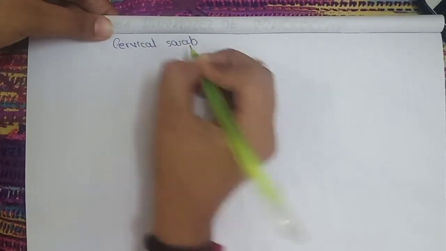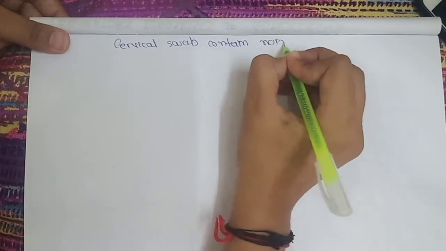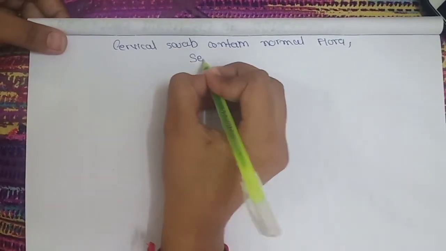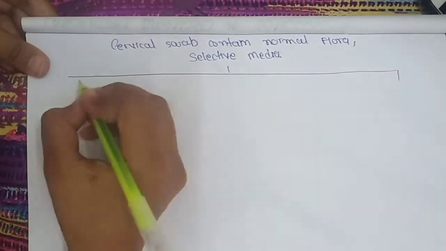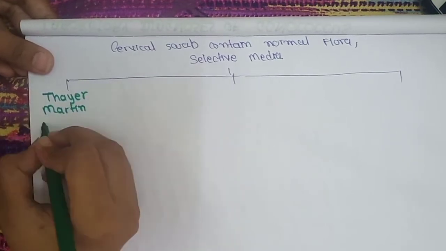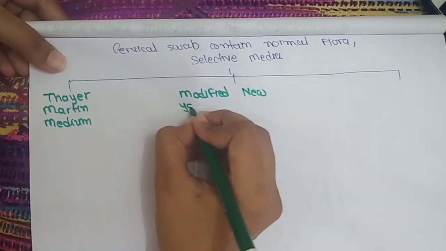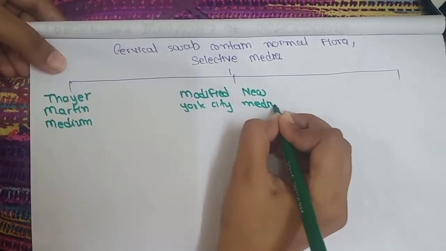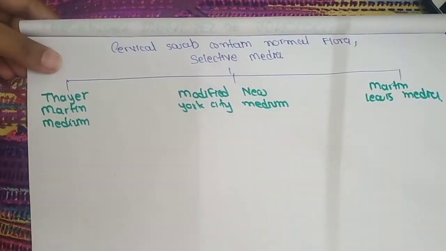We are using selective media here. Selective media will allow certain microorganisms to grow and inhibit other commensals. And as we know that this swab will contain normal flora, so we have to use selective media. The main selective media we are using for gonococcus is Thayer-Martin medium. If you are talking about Neisseria, then never forget Thayer-Martin medium. Second is modified New York City medium, and the third is Martin-Lewis medium.